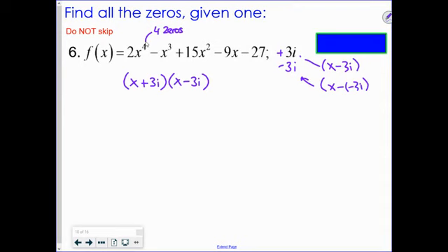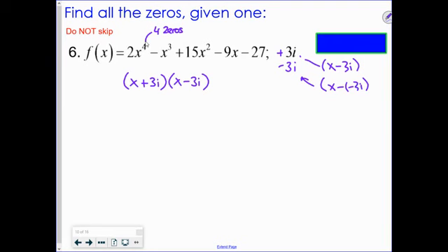Now what we could do with those, we know there's 4 zeros, and I could try and divide them out, but do you want to do synthetic substitution with this, with i's in it? Oh, heck no. There's a much easier way. We could multiply these together, and we'll get something that's quadratic, which we could divide out using long division, and we'll be left with something quadratic, which hopefully we'll be able to factor or use the quadratic formula to find the other 2 zeros. So first of all, let's multiply these together.